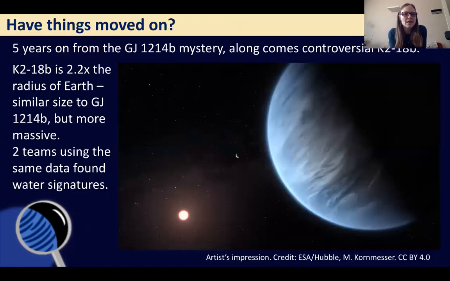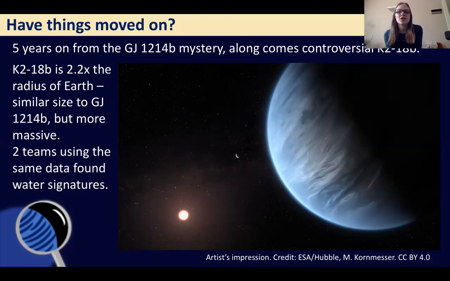So have things moved on at all? Well, up until very recently, GJ1214b was probably one of the smallest planets for which we had a reasonable amount of spectroscopic observations. And annoyingly, it was cloudy and we couldn't see anything else about it. But towards the end of last year, a controversial exoplanet came along called K218b.